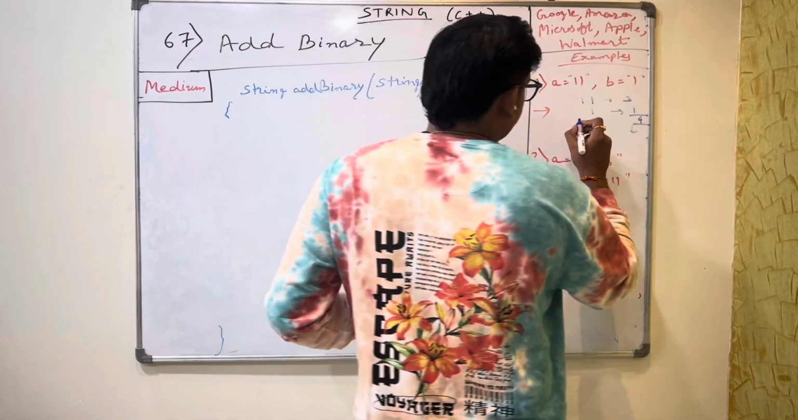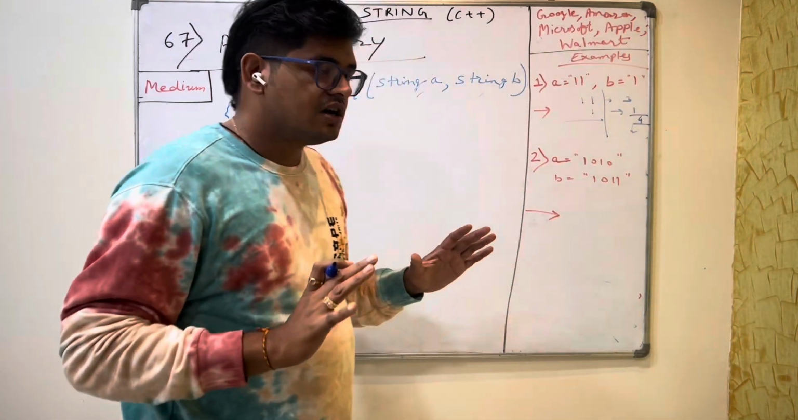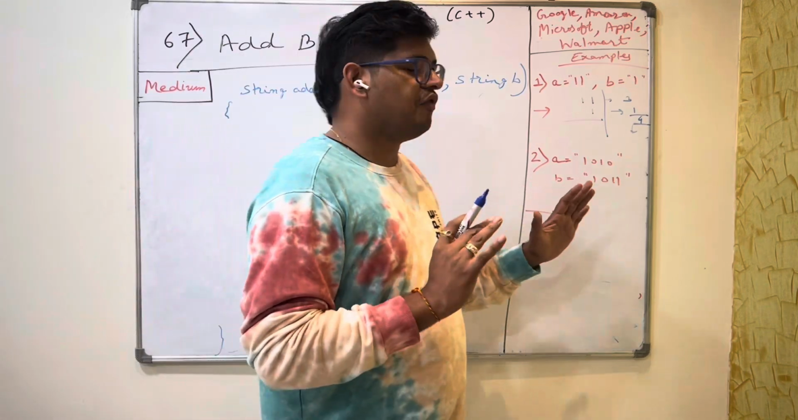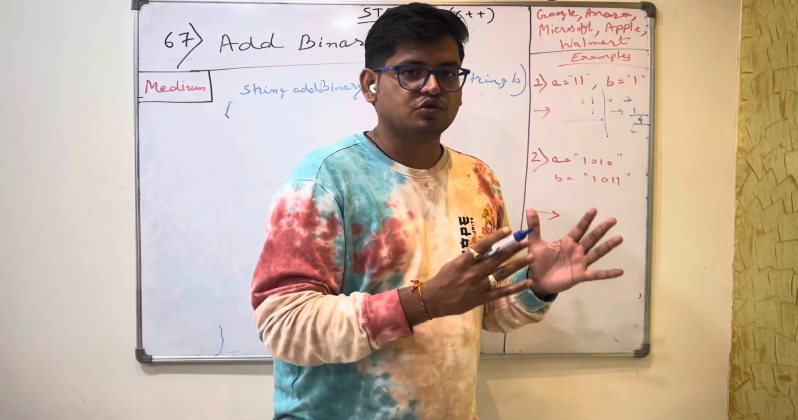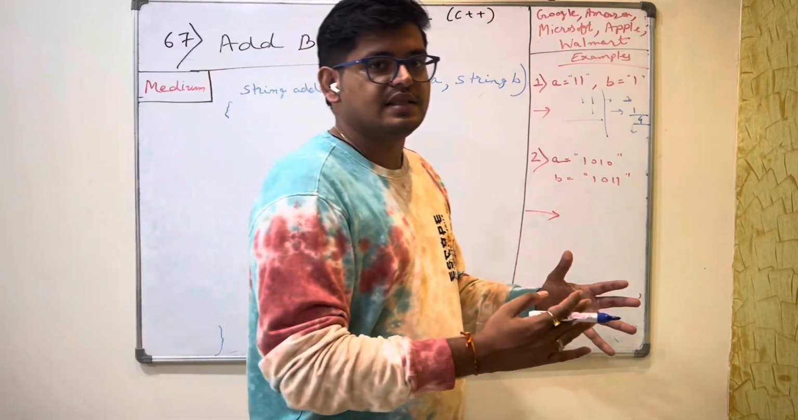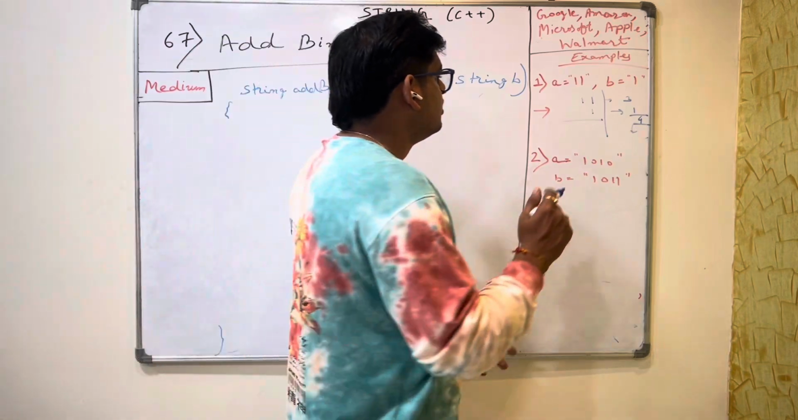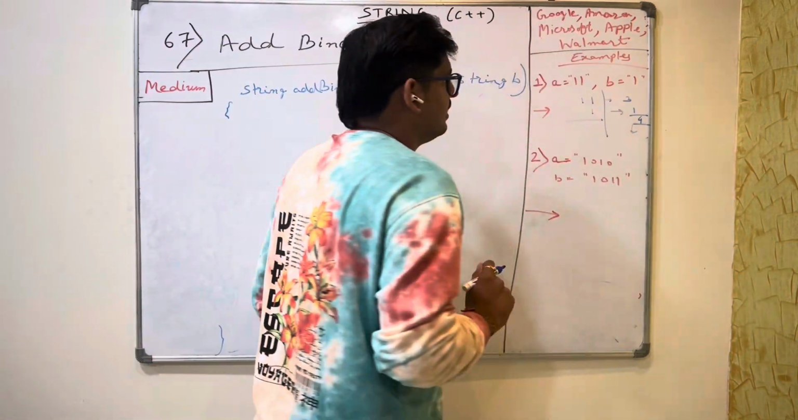So what do we do? How do we add binaries? First, the approach should be: what do we actually do to solve the problem? Then you need to code it in such a way that your program does the same thing. That is the algorithm. So how do we add it?